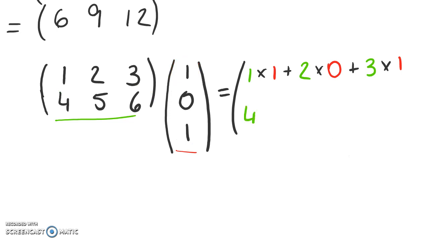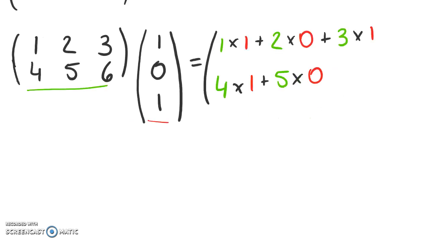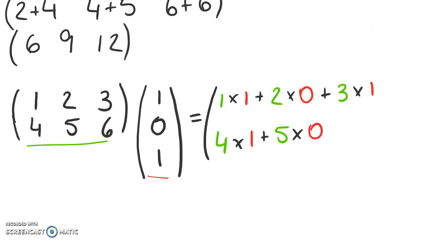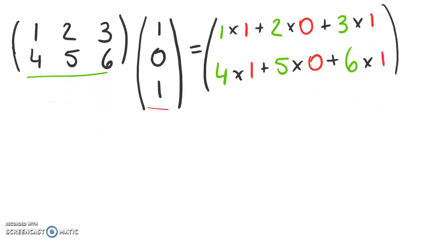That means we're 4 by 1 plus 5 by 0 plus 6 by 1. Okay, so that's what we're doing there. It's always important to remember too that you always multiply row by column, row by column.